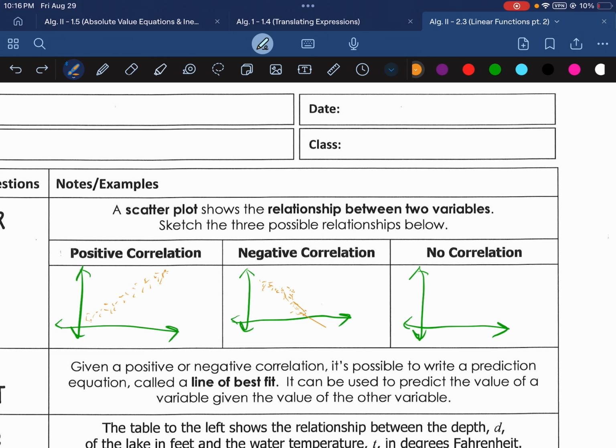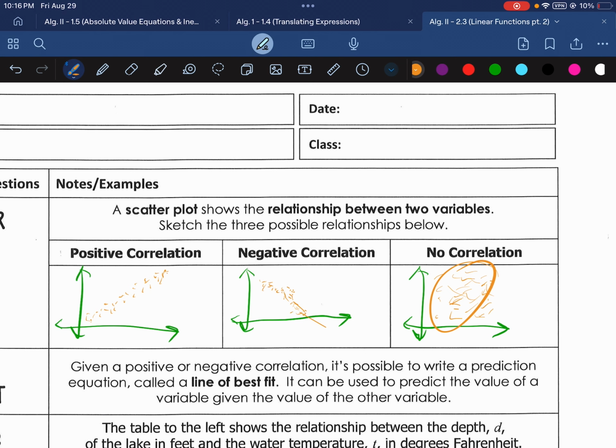No correlation, so they don't really have any relation at all. They're just kind of all over the place, and it's a big old mess. Now, not every scatter plot will be this cut and dry, to where you can tell, oh, this is easily where they increase at the same time, or this is easily where one increases and one decreases. And this is very easily a big old mess.